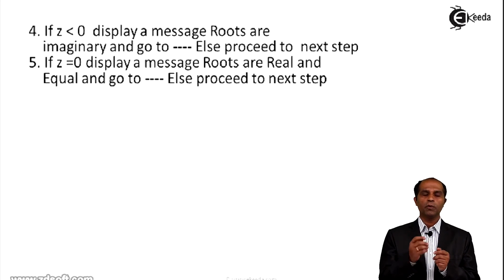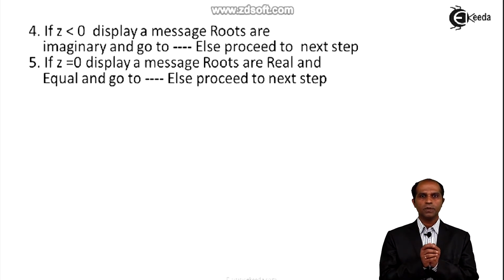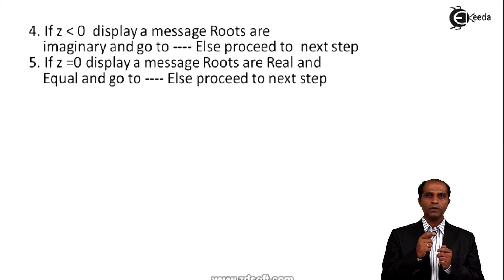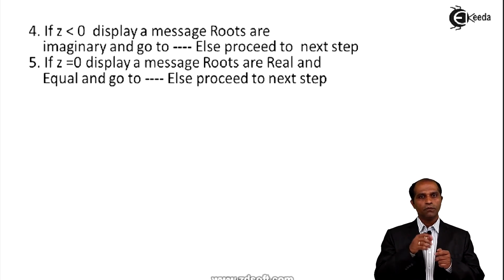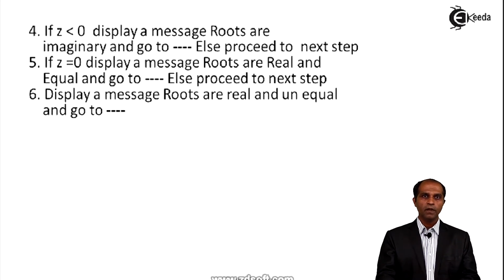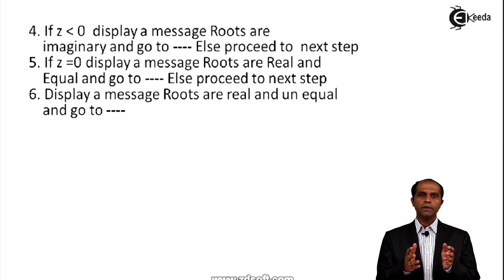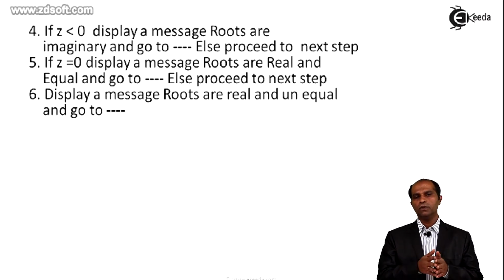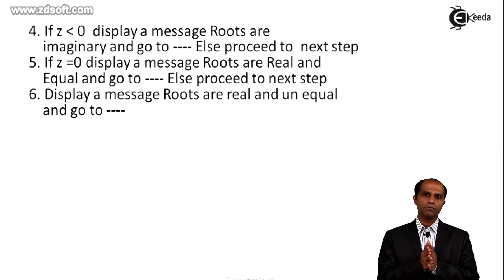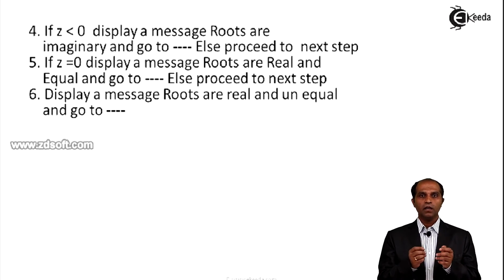Since the test is yet to be done, I don't know where I am supposed to calculate the roots. I'll just put dot dot at this place and then start with the third step. Now we are waiting for the fourth step to complete, and we are waiting for the fifth step to complete. If the fourth fails, then it will automatically proceed to the fifth. If the fifth fails, then it will automatically proceed to the next step. Now let's see what exactly the next step is. The next step is obviously, if z is neither negative nor 0, which means that z is a valid positive term, then the roots will definitely be real and they will be unequal.